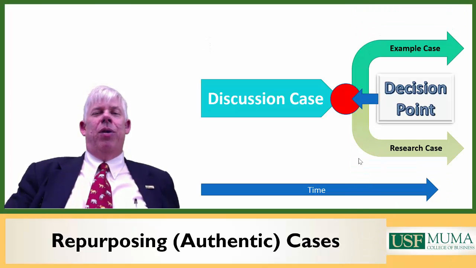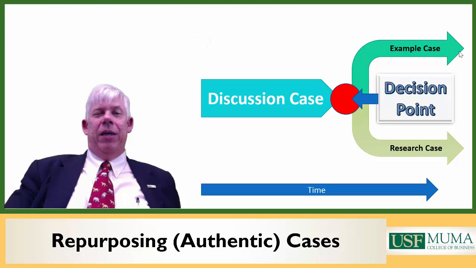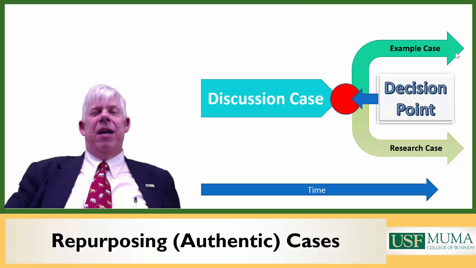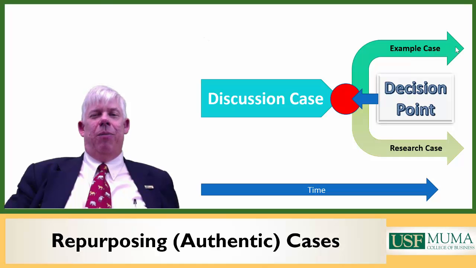For example, you can look at what happened after the decision, and that can become an example case. Typically, when you use a case as an example, you don't want to leave it at the point of the decision. That's like reading a mystery novel with the last chapter taken out. Instead, what you want to do is see how things turn out after the decision, and then that can be an example.